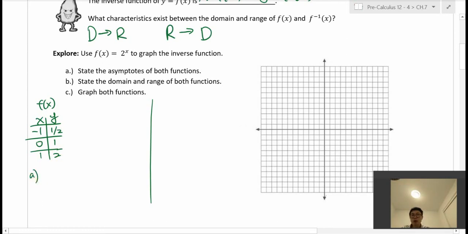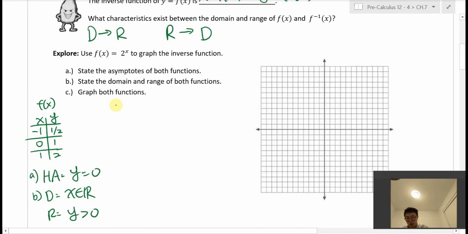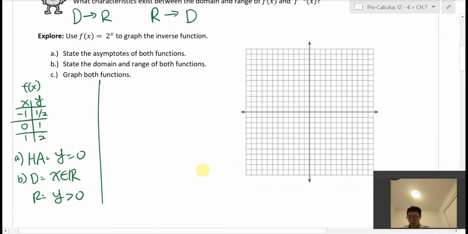And we are going to have some asymptotes. Recall, for the exponential function, we have a horizontal asymptote, and it is y equals 0. We're going to have the domain being all real numbers, and range being y greater than 0. So that's the domain and range. Now I'm going to plot these points and graph this function. -1 and 1/2 is here. 0, 1, and 1, 2. We have the horizontal asymptote right here, and here is my graph.